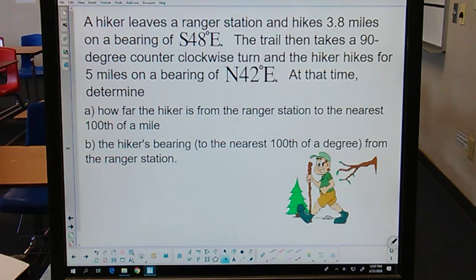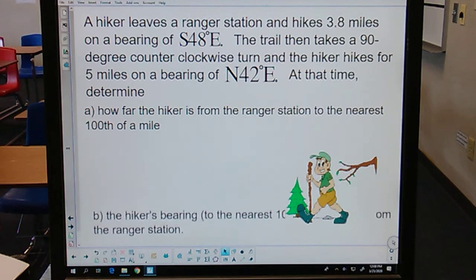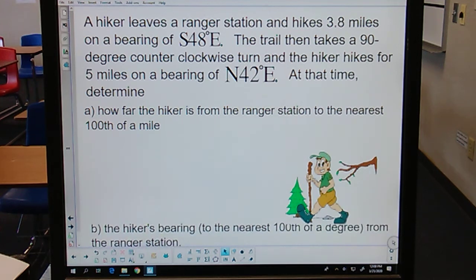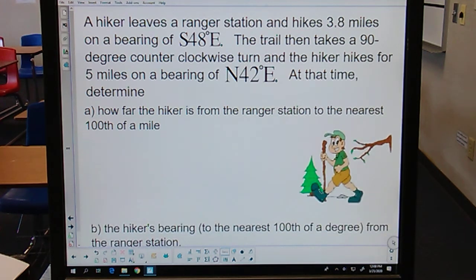A hiker leaves a ranger station and hikes 3.8 miles on a bearing of south 48 degrees east. If you can do this problem, pause it and work it out and then come back. All right, what you want to do on this one is obviously draw a nice picture. So I'm going to move this down for now, and we'll draw a picture here.